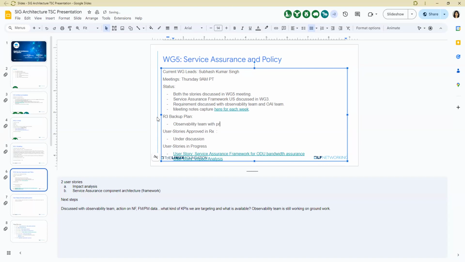So when the observability team is able to provide you some APIs, then what do we do in R3? Is there something that we have discussed and agreed? Currently it is still very high level. We just gave the requirement and we are talking about it, but we still did not get the APIs. We are in a high-level discussion phase.